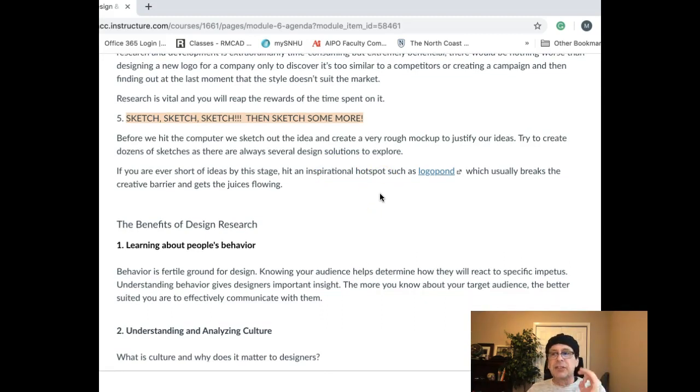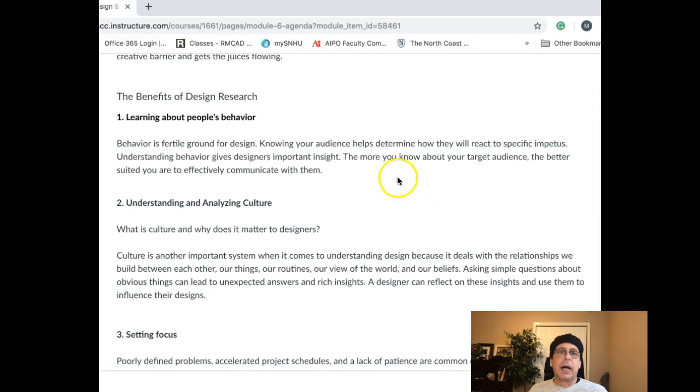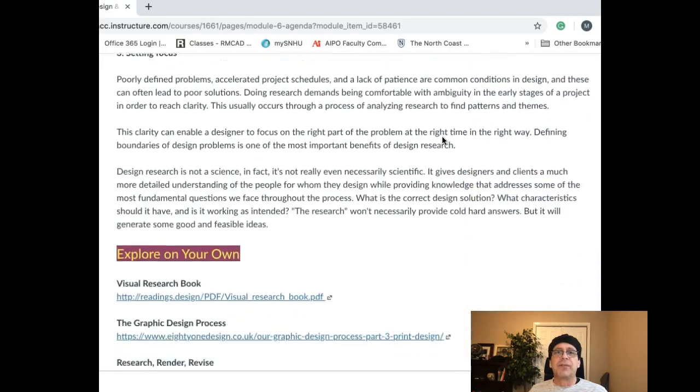If you go straight to the computer without sketching, you're going to have 1/100th of the ideas that you would otherwise have. It's been proven via research and statistics show that we're not able to generate ideas as quickly while working on the computer as we are in the sketching stage. So I think that speaks for itself. Benefits of designing research, that's important stuff.